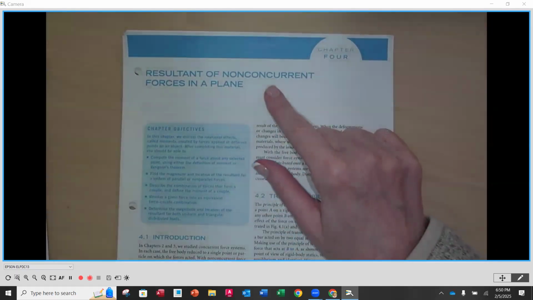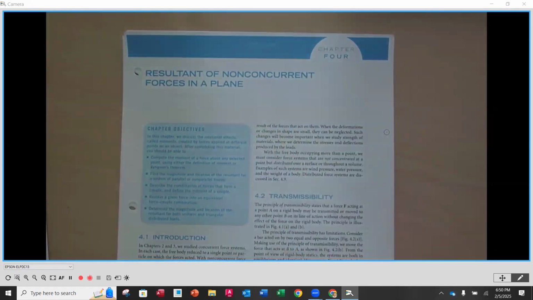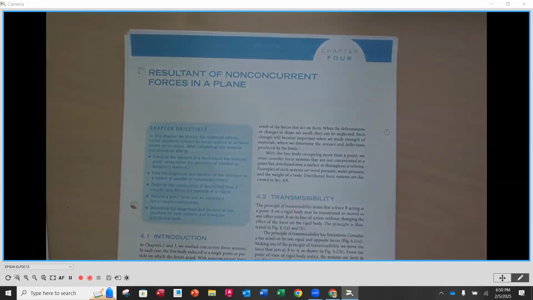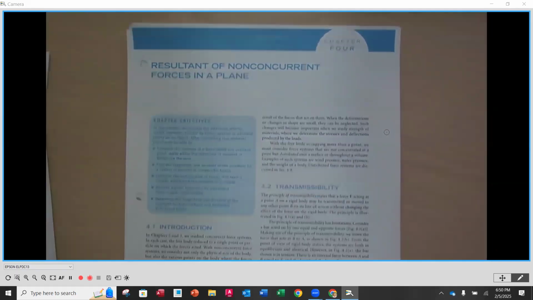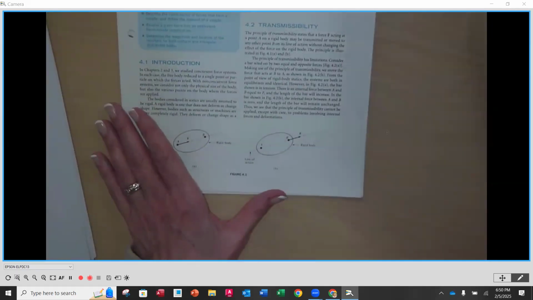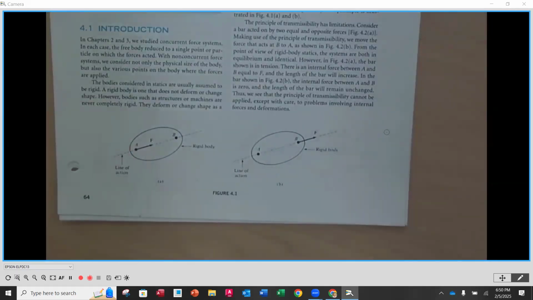This is a non-concurrent force system. So this means they don't share a common point. So we've got to deal with those. Okay. And then in a plane just means that we're dealing with the X and Y axes, not the Z axis. Okay. So first of all, we're going to revisit, and we've talked about this before, that principle of transmissibility.